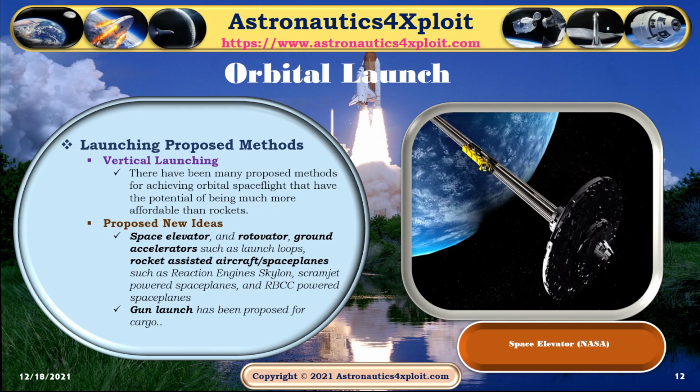Launching proposed methods. There have been many proposed methods for achieving orbital spaceflight that have the potential of being more affordable and reusable than rockets. The proposed new ideas are space elevator, rotovator, ground accelerators such as launch loops, rocket-assisted aircraft or spaceplanes such as reaction engine Skylon, scramjet-powered spaceplanes, and RBCC-powered spaceplanes. Another proposed idea is gun launch, which has been proposed for cargo. This picture shows space elevator.